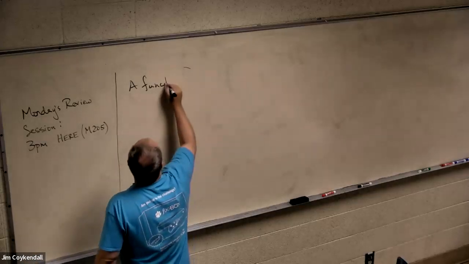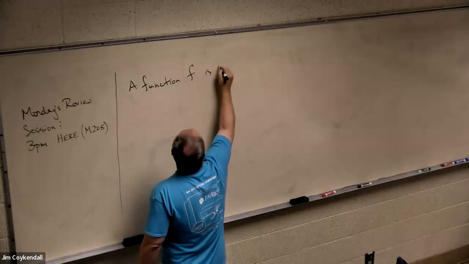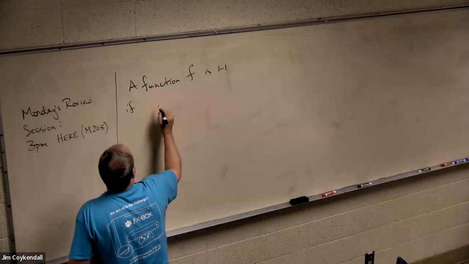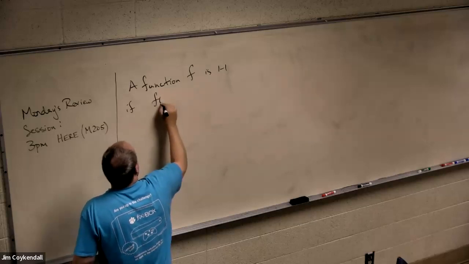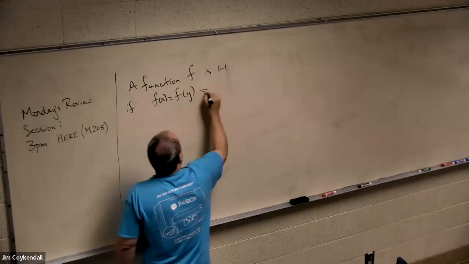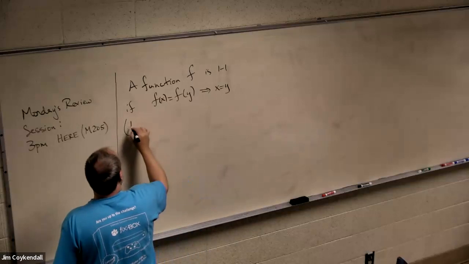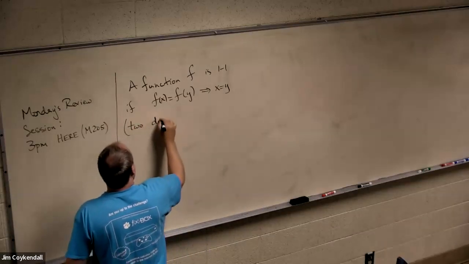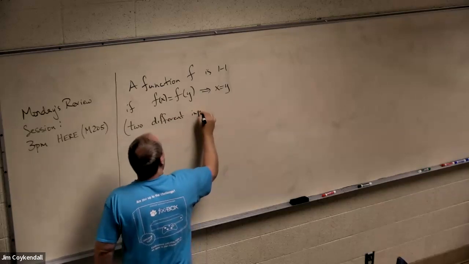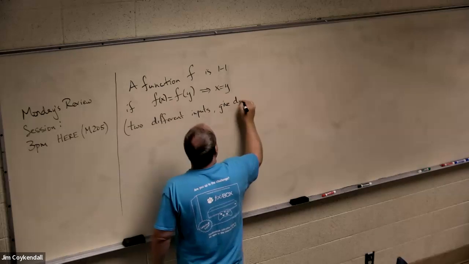The function f is one-to-one if f of x equals f of y implies x equals y. So what this means is two different inputs give different outputs.